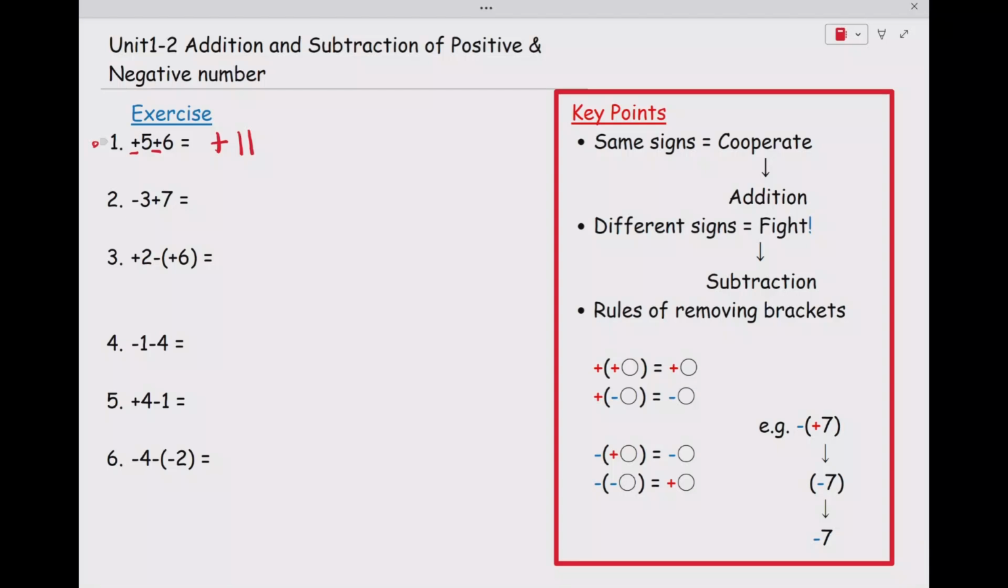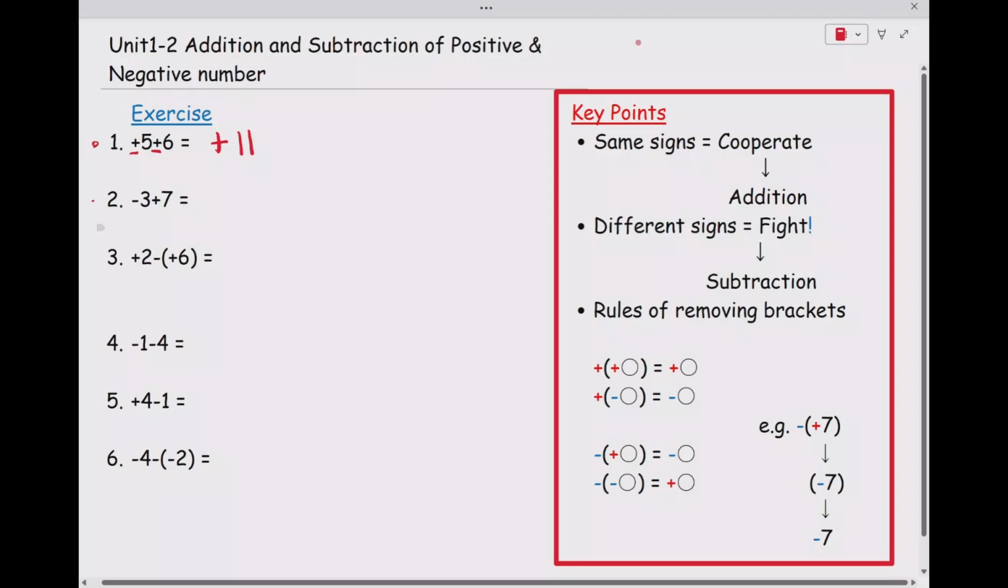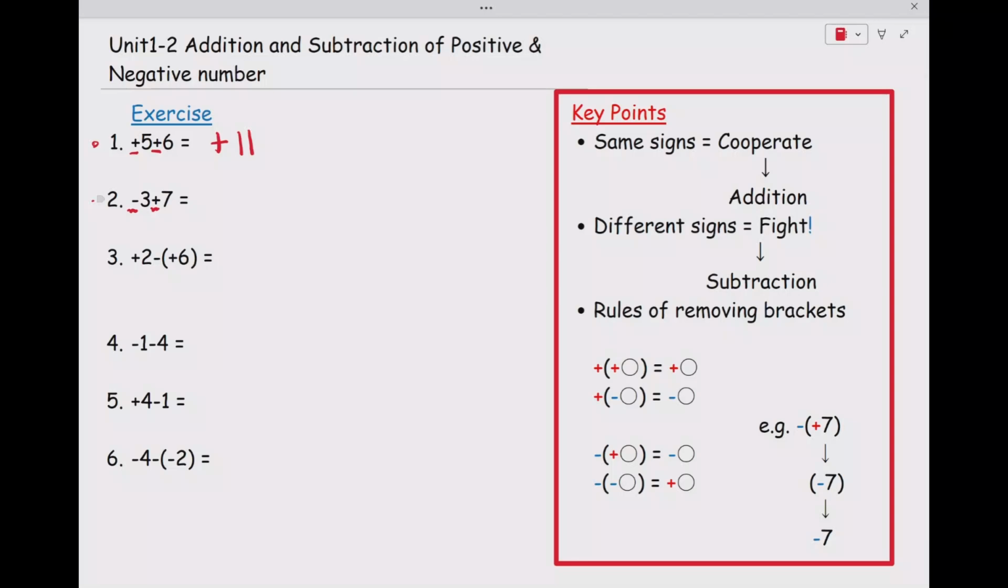Question number 2. Minus 3 plus 7. One of them is in the minus team, but the other one is in the plus team. That's a different sign. Different signs fight with each other. Now, in this case, which team wins? First, which team has the bigger number? The minus team is 3, and the plus team is 7.